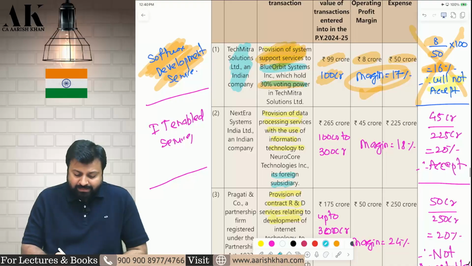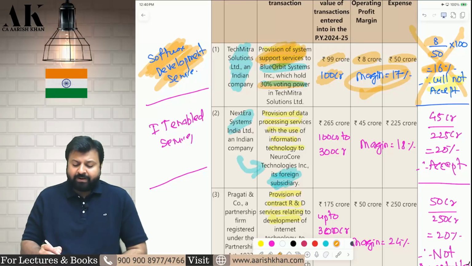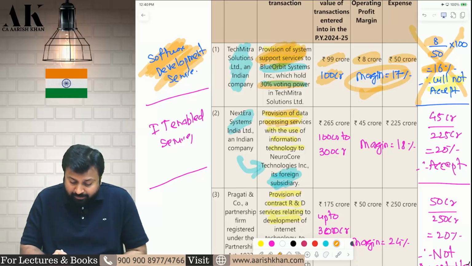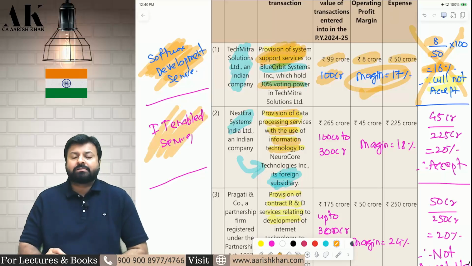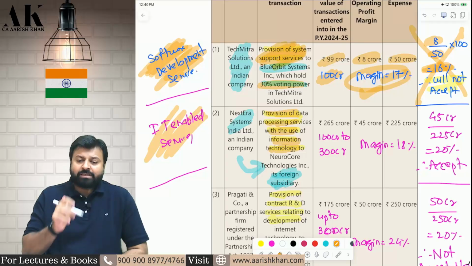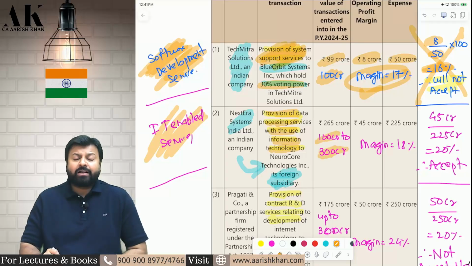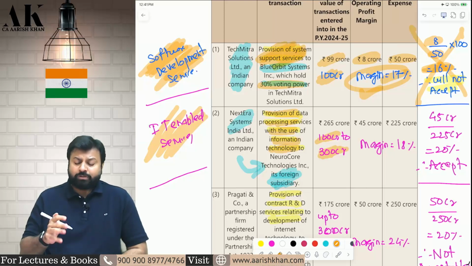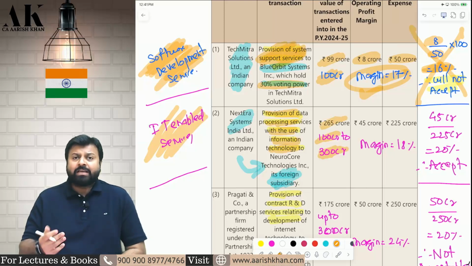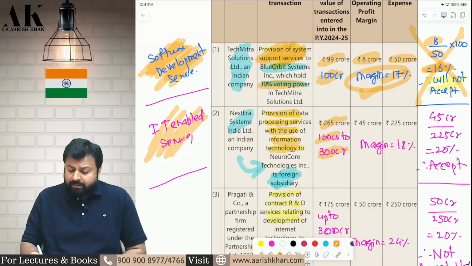Second transaction, this Next Era System is an Indian company and this New Neurocore Technology is a foreign subsidiary, therefore both of them are deemed to be associate enterprises. Now we will find out whether the service is covered in safe harbor or not. Provision of data processing services with the use of information technology, yes, it is IT enabled services. Go and check the definition of IT enabled services, you will get that over here. Now here, if the transaction value is more than 100 crore up to 300 crore, which in our case is 265 crore, the margin should be 18%.